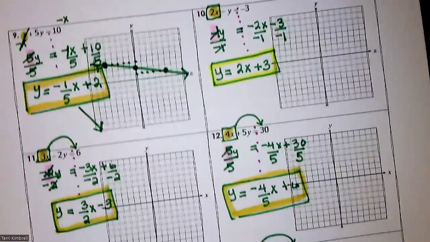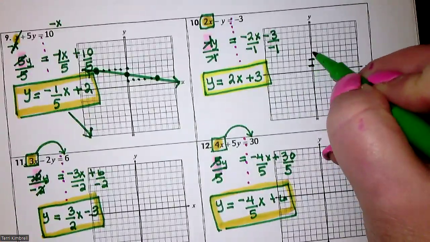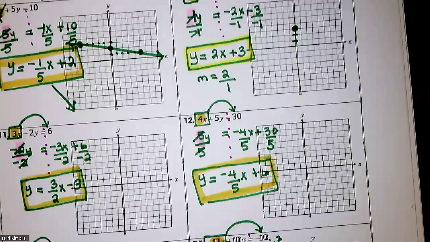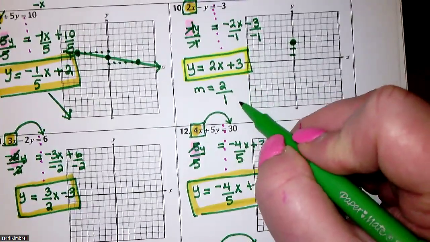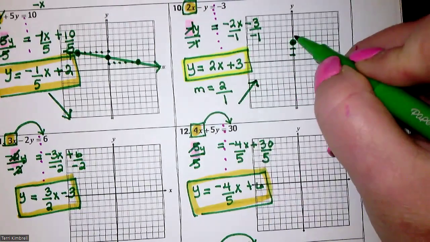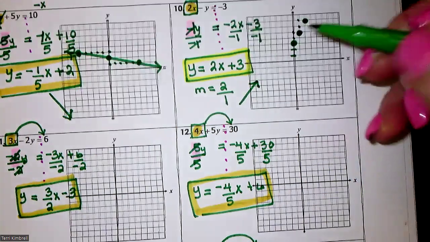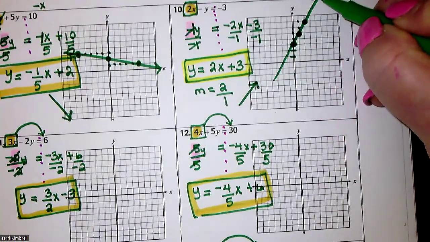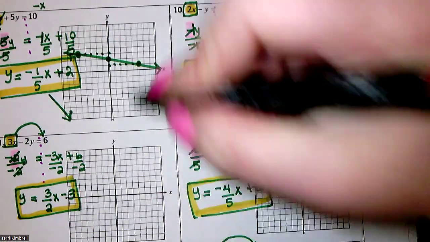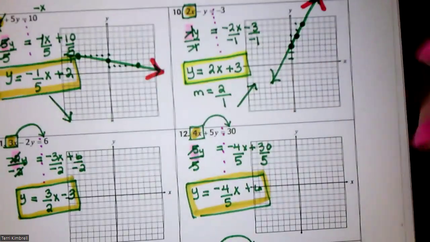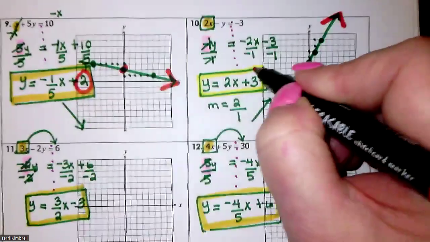Okay, number 10, we're going to start with 3 on the y-axis. So the slope is 2/1. So this line's going to be going up. So we're going to go up 2, right 1, up 2, right 1. And make sure, again, that that end part is going in the correct direction. Make sure that you put this number on the y.